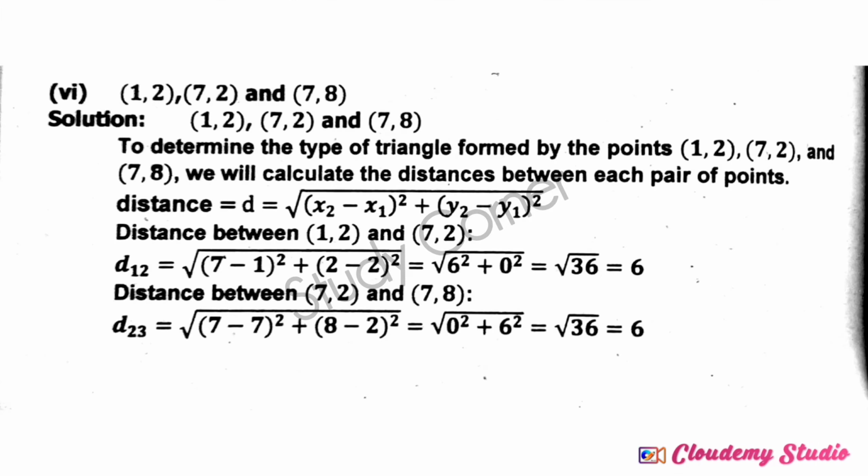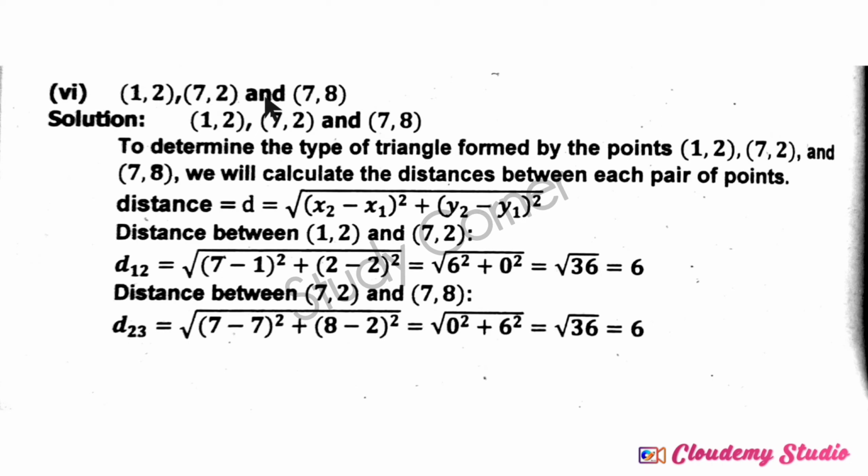So here are the given vertices of a triangle, that is (1, 2), (7, 2) and (7, 8). By using the distance formula, firstly we find the distance between these two points, (1, 2) and (7, 2). So this is x2, this is x1, y2 minus y1. So 7 minus 1 whole square, and then 2 minus 2 whole square under the square root. This is 7 minus 1, that is 6 square, and 2 minus 2, 0 square, that is the square root of 36, which is equal to 6.